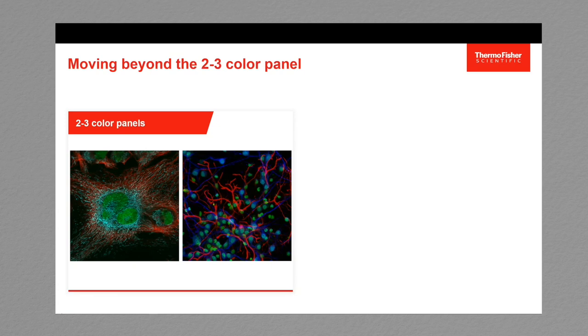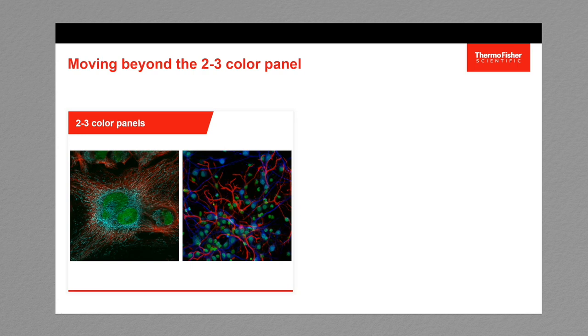Building out a 2 to 3 color panel for cellular imaging is a simple task. Generally, there are go-to fluorophores that are well separated. For example, we may use DAPI in the UV channel, something in the 500 channel like Alexa Fluor 488, and in the red channel, we may choose RFP or Alexa Fluor 555.